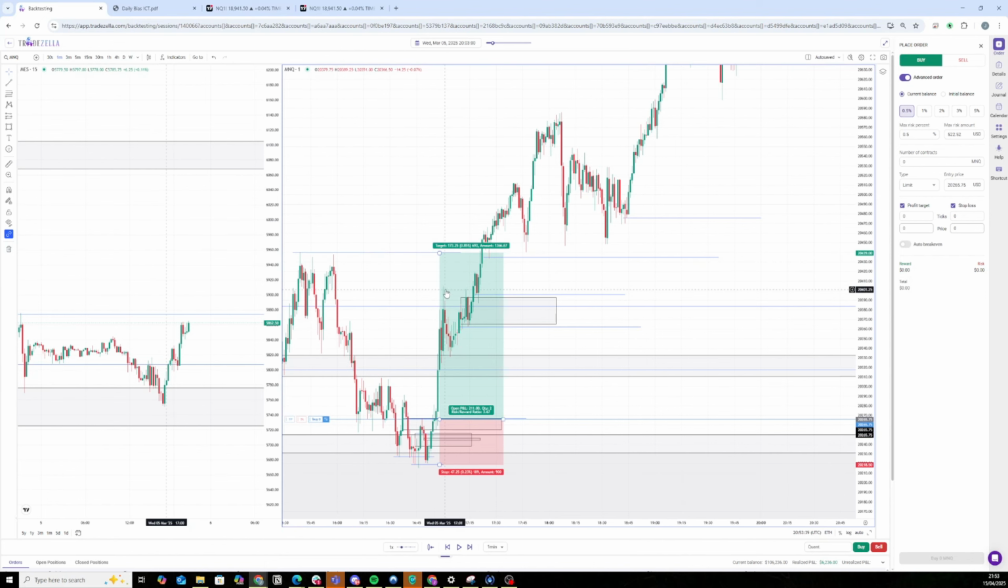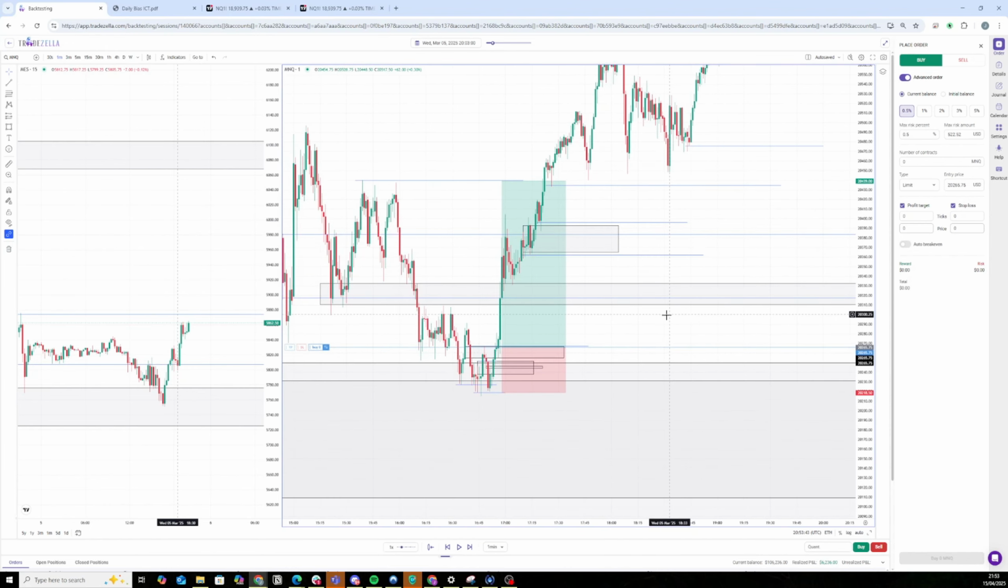Is CISD almost the same as a change of character market structure on lower time frame? Yeah, it's very, very similar.